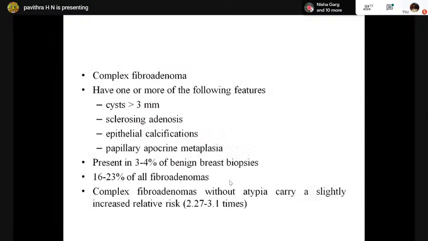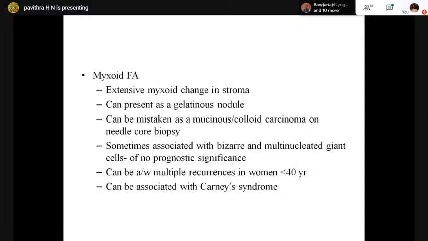And the next entity is the complex fibroadenoma. If one or more of the following features are there, you call them complex fibroadenoma. That is cyst more than 3 mm, sclerosing adenosis, epithelial calcifications, papillary apocrine metaplasia. They are present in 3 to 4% of the benign breast biopsies and 16 to 23% of all fibroadenomas. These carry a slight increase in the relative risk of malignancy, that is 2.2 to 3.1 times the general population.